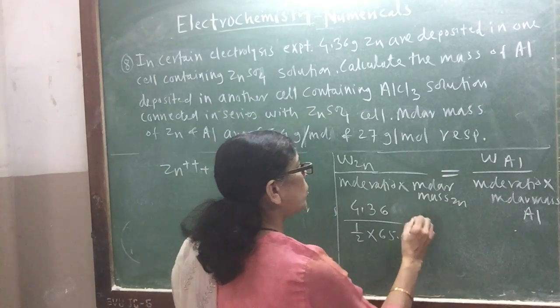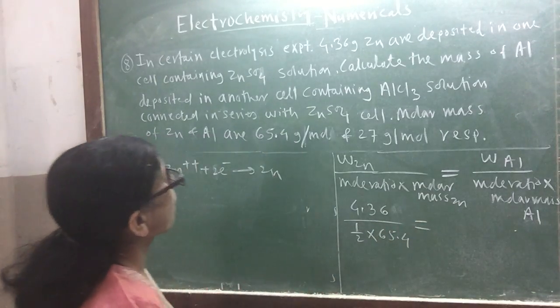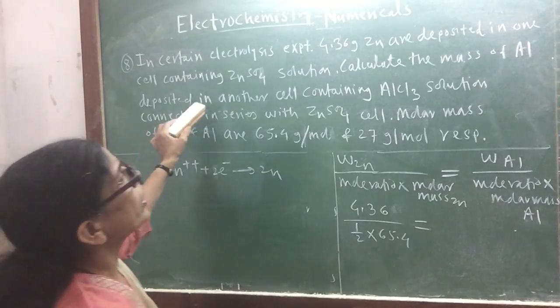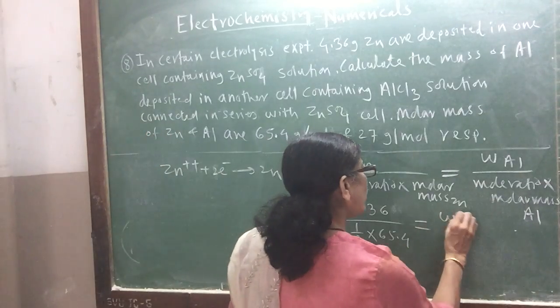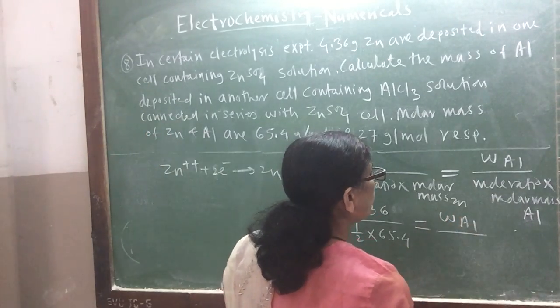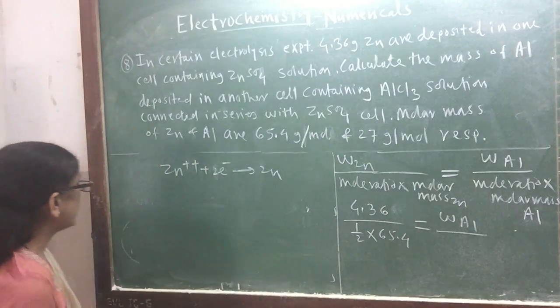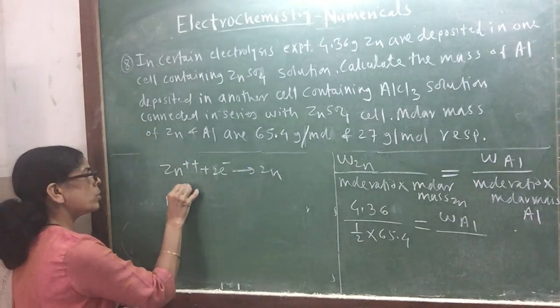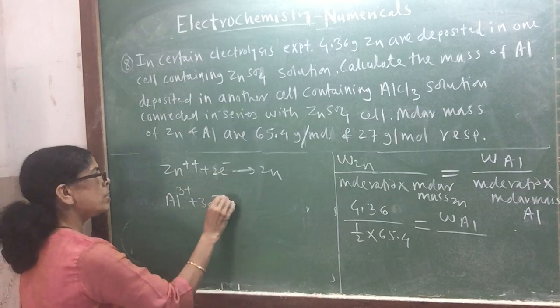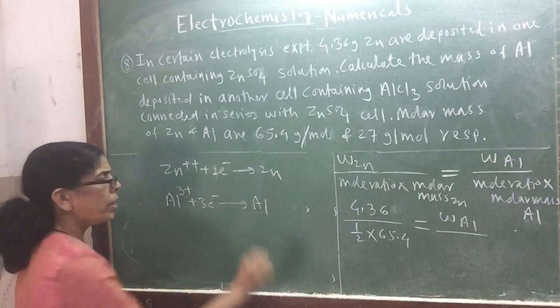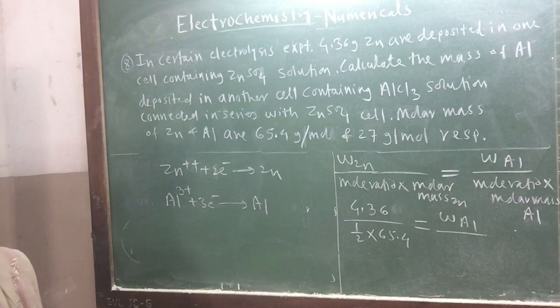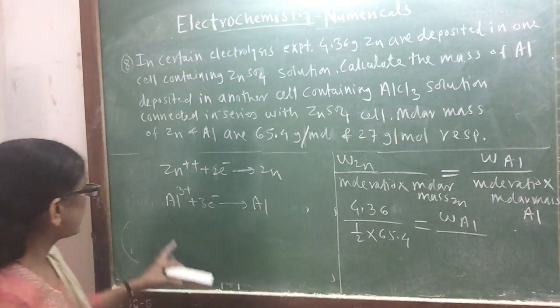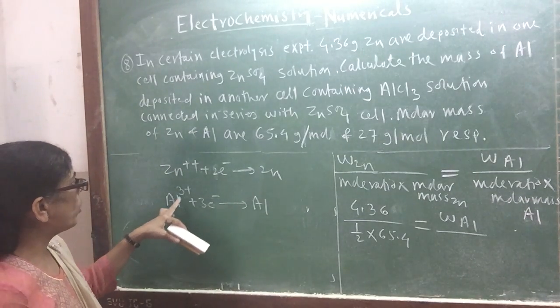65.4 is equal to WA, isn't it? So you have to calculate the mass of aluminum deposited, using the mole ratio in the aluminum cell. So aluminum is going to get deposited, no? Al valence is 3. So Al3+ plus 3e- giving Al, that will be the reduction reaction which is taking place at the cathode in the aluminum cell.